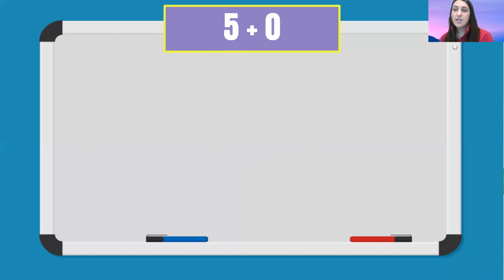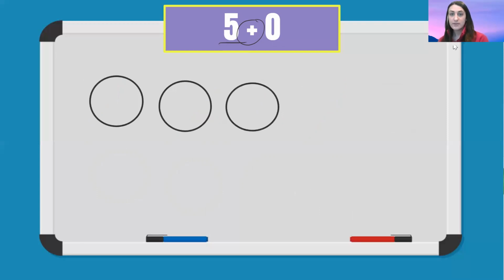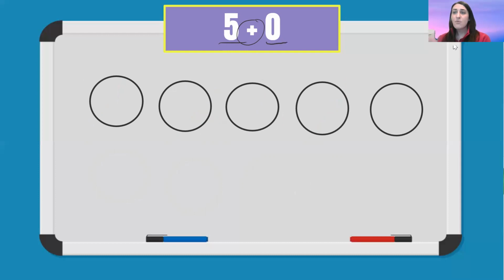5 plus 0. So our plus sign tells us we're going to add these two numbers together. So the first number we're starting out with is 5. Let's draw 5 circles. The second number is a 0, which means that we are going to add 0 more circles. So if it's a 0, that means there's none to add because 0 is none. So we're not going to add any more circles.